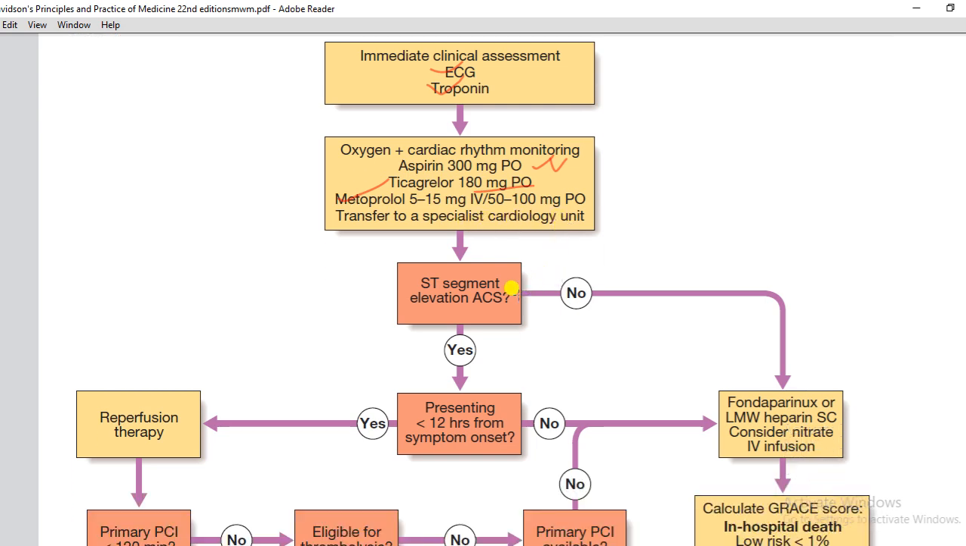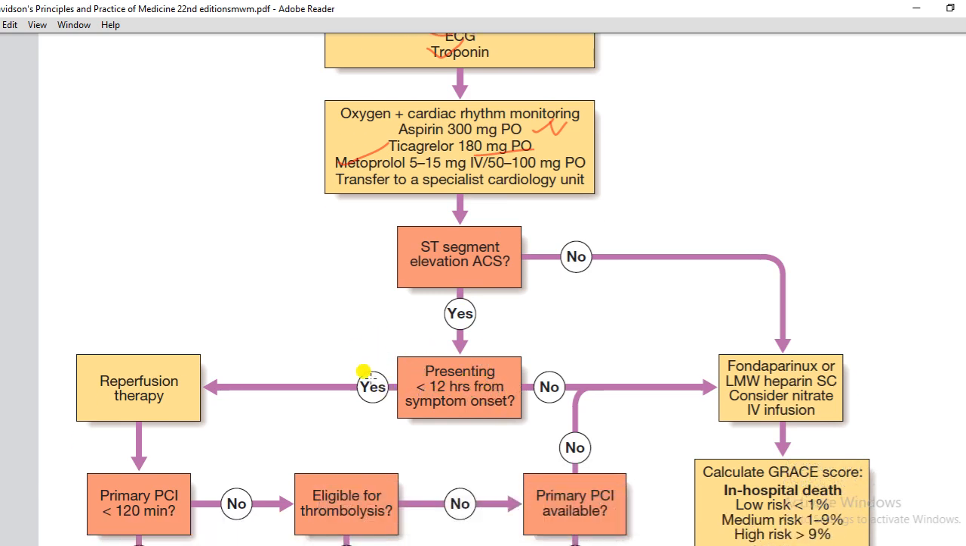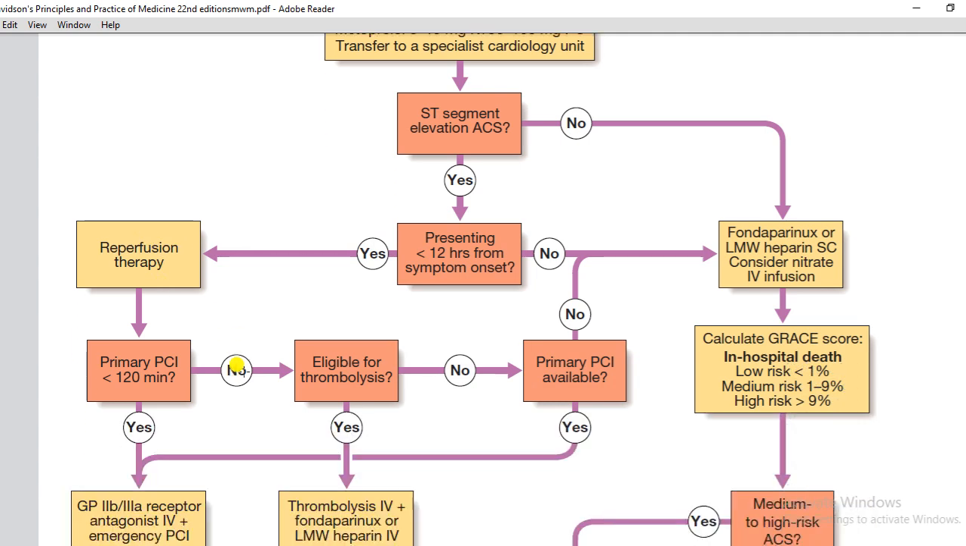Then, if there is ST segment elevation and the patient presents less than 12 hours from symptom onset, which is generally the case, then he should undergo reperfusion therapy and primary PCI. He will undergo primary percutaneous intervention within 120 minutes.